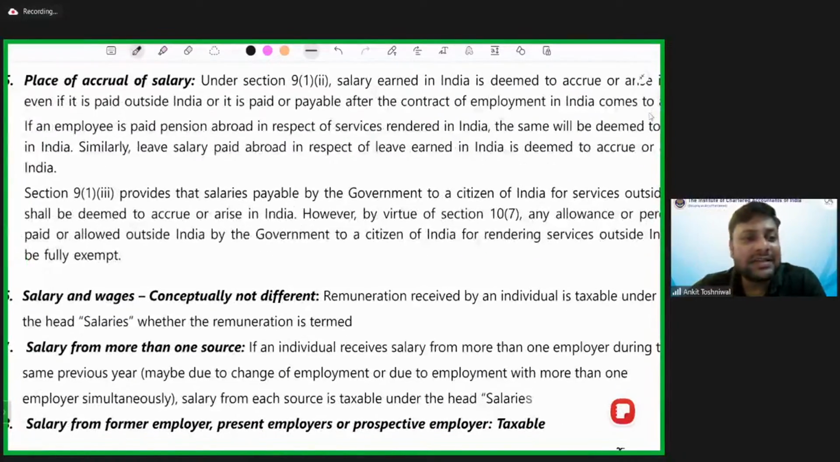Have you studied section 9? Deemed to accrue or arise in India? So where is the salary deemed to accrue or arise, the place of accrual of salary? Can anybody answer?